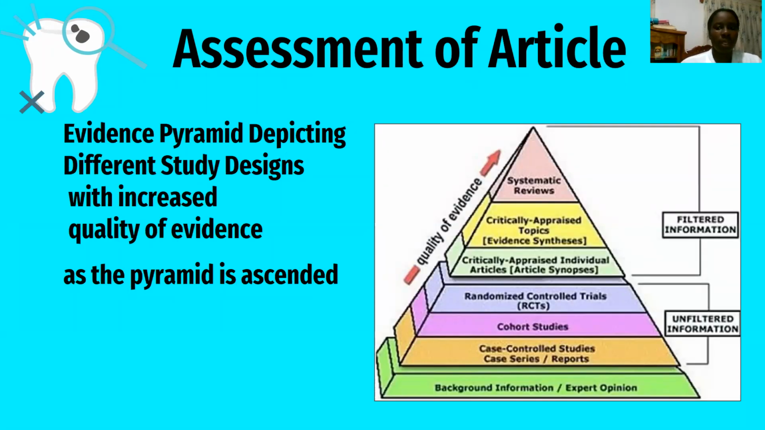Now, as was spoken of before, the evidence pyramid that is shown in the picture here shows expert opinion being at the very bottom of the pyramid, right? So with this pyramid, different study designs are shown, and there's increased quality of evidence as the pyramid is ascended. So expert opinion would have very low quality evidence as it is at the bottom of the pyramid. Furthermore, I'd like to mention that expert opinion may be biased by the author's opinions or experiences, and this might have been a limitation in this study.